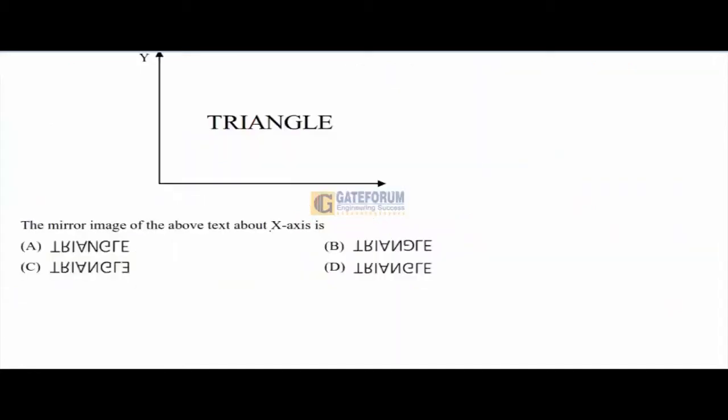The mirror image of the above text about the x-axis. See, the mirror image about the x-axis would be somewhat like this. So this would be E. L would look like this. G is a trifle difficult to draw, but would somewhat look like this. Something like this.